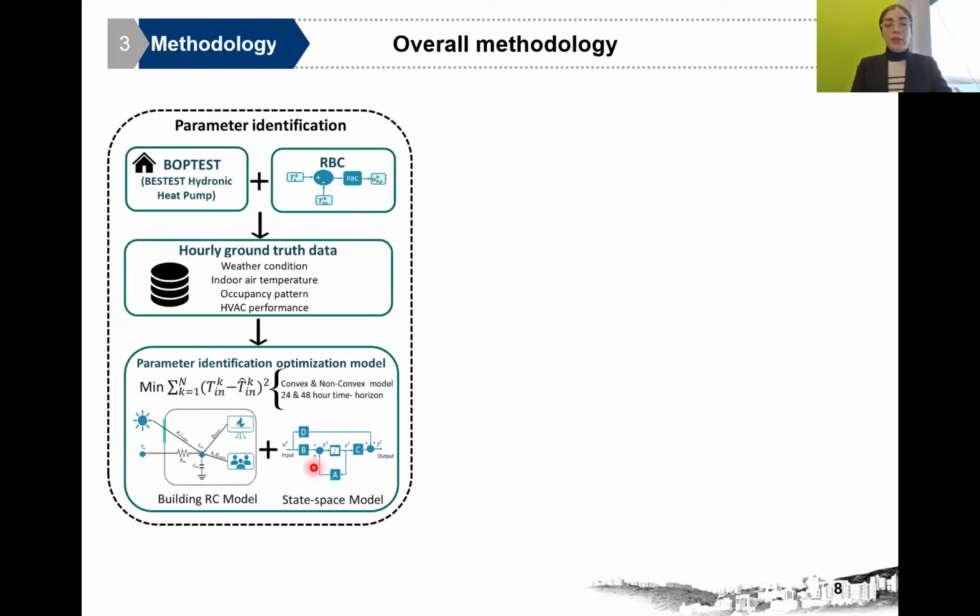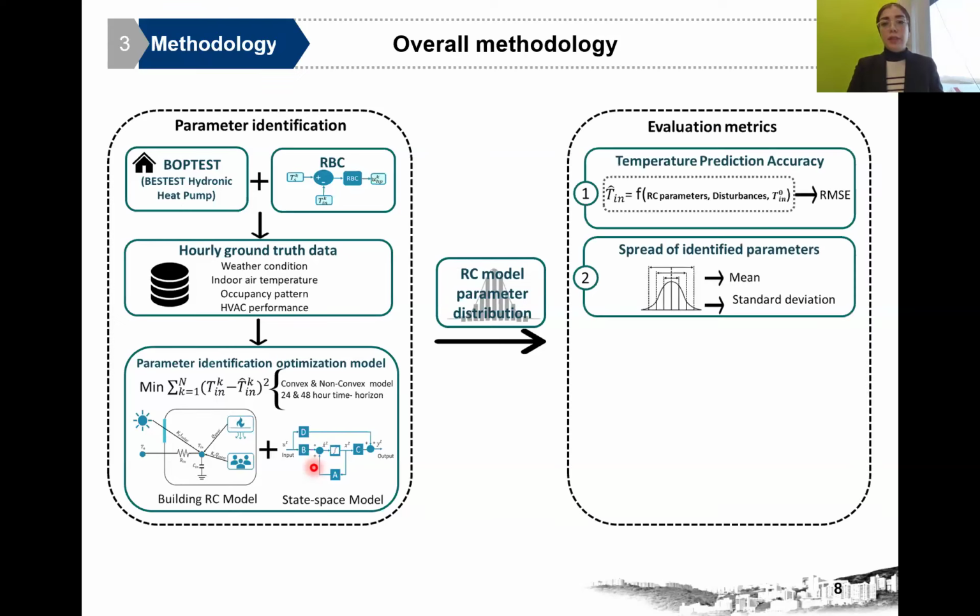To share the overall view of the methodology, we got the ground truth data using BOPTEST and the baseline of BOPTEST, and we used them in our parameter identification task. After we obtain the distribution of RC parameters, we evaluate them using different criteria. The first metric is temperature prediction accuracy, which has been investigated in lots of research.